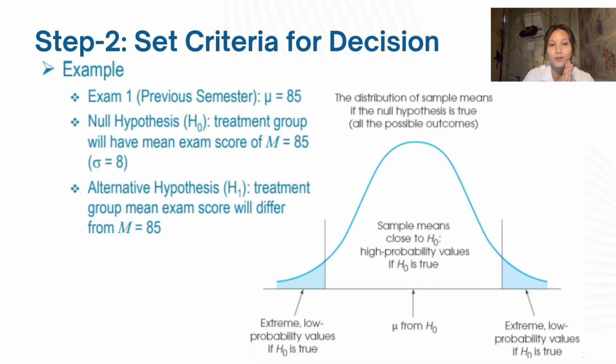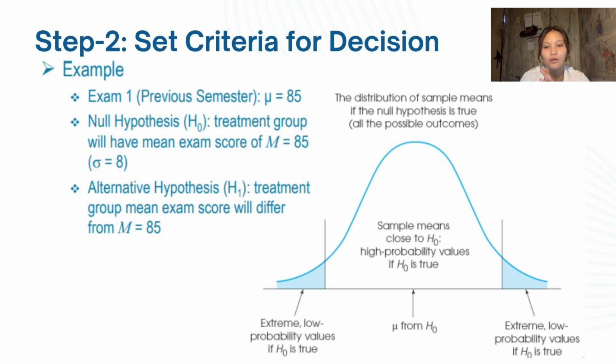We'll walk through an example. Suppose exam 1 from the previous semester had an average score of 85. We'll call that our population mean. Now we want to test whether a new treatment, maybe a new teaching method, has an effect on exam scores. So we set up 2 hypotheses. The null hypothesis assumes there's no effect, meaning the treatment group will also have a mean score of 85. The alternative hypothesis assumes there is a difference. The treatment group's mean score will be different from 85.